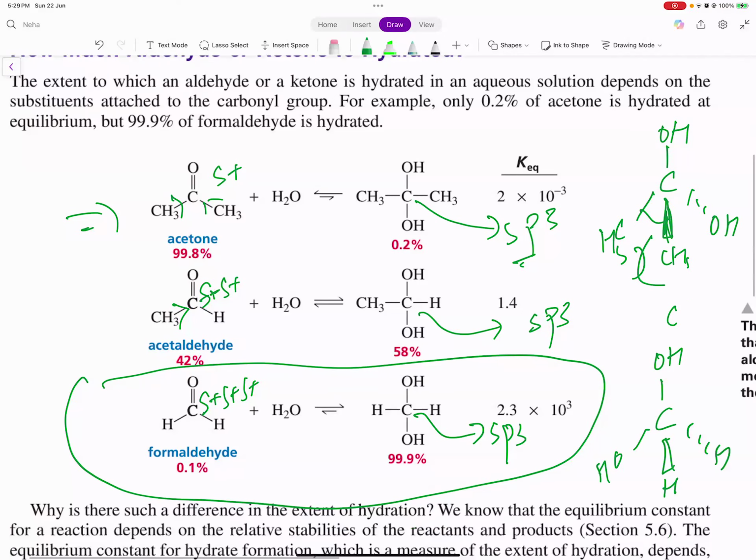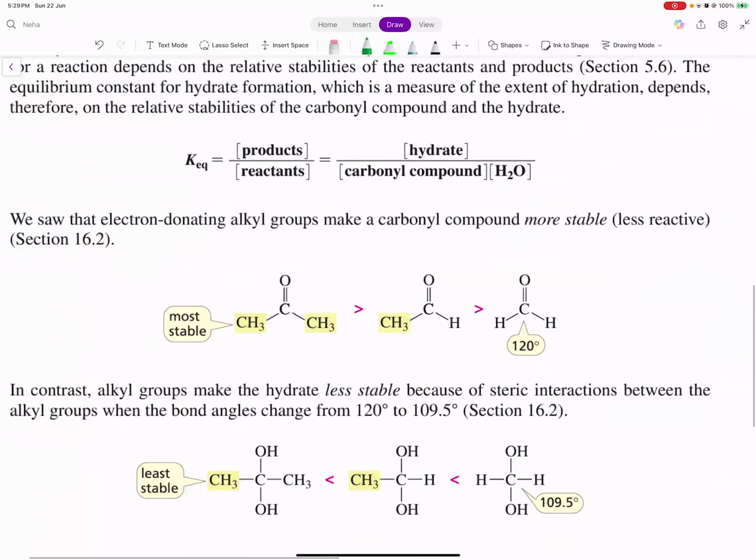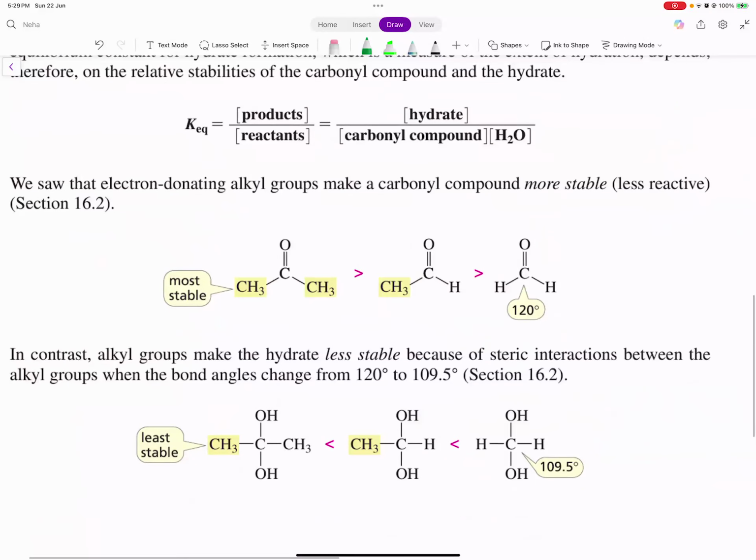And I think there are more cases of this. So this is how it is. Same thing I'm saying. First of all, the electron donating groups are going to make a carbonyl compound more stable, right? Delta plus will be destroyed, so it will be less reactive.